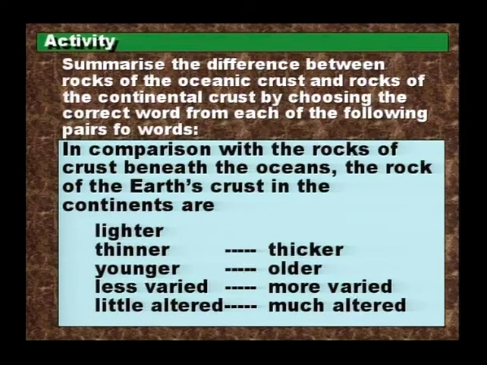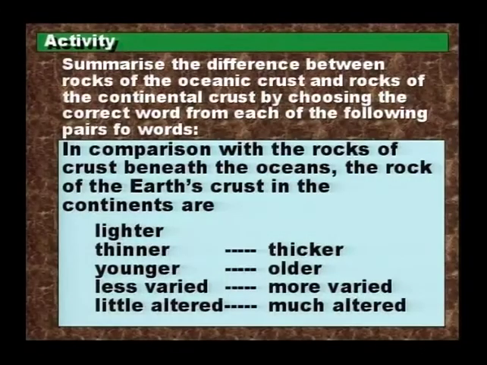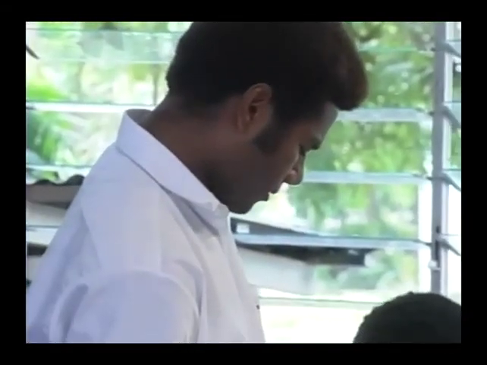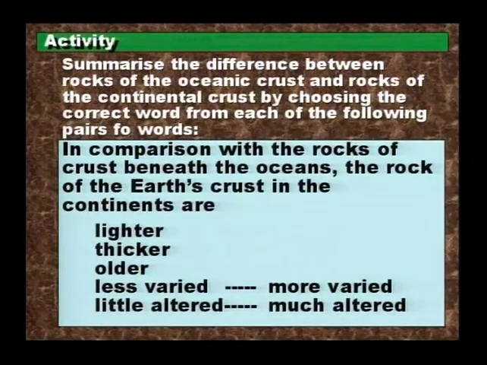In comparison with the rocks of the crust beneath the oceans, the rocks of the Earth's crust in the continents are thinner or thicker? Thicker? Okay, we're happy with that? Okay, that's correct. Let's move on to the next one. In comparison with the rocks of the crust beneath the ocean, the rocks of the Earth's crust in the continents are younger or older? Older. We're all happy that it is older? Yes. Good. Give us the next one.